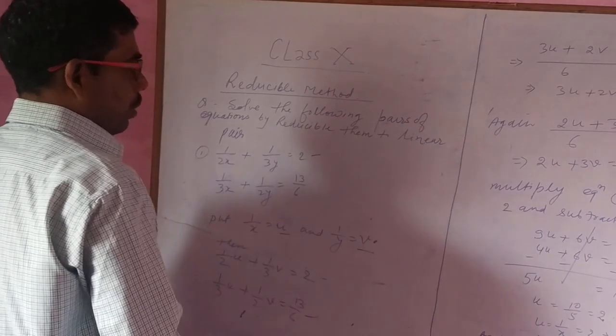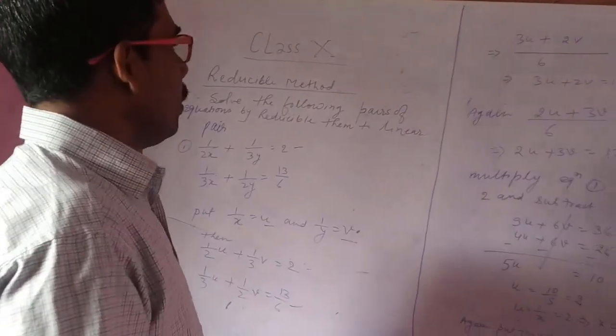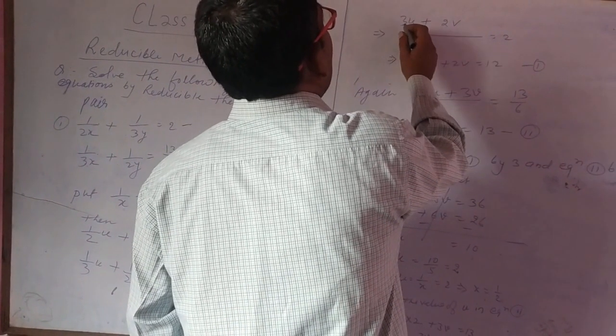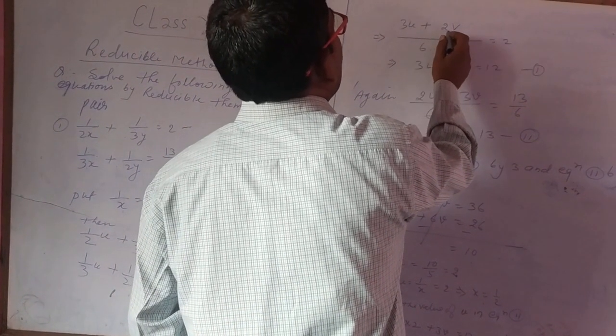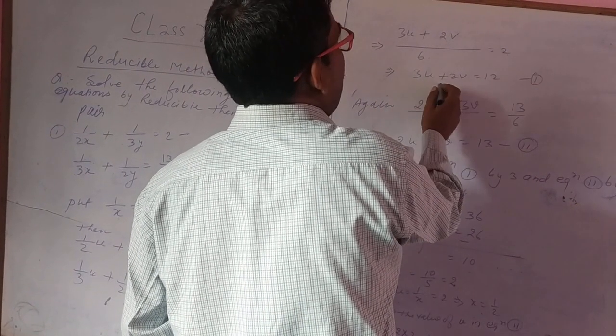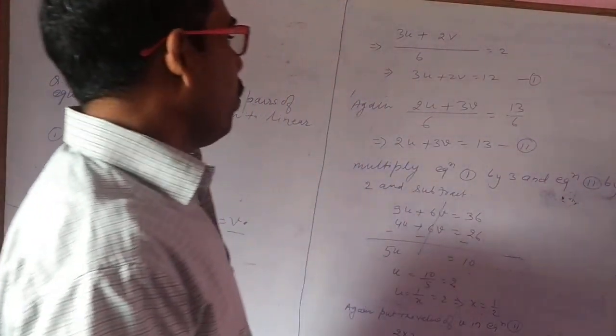After solving, the LCM of 2 and 3 is 6, and solving this, it comes to 3u plus 2v by 6 equal to 2. That means 3u plus 2v equal to 12. Consider this equation number 1.